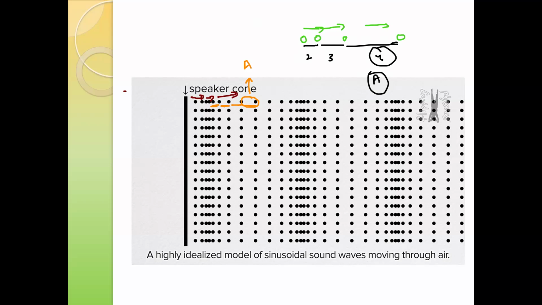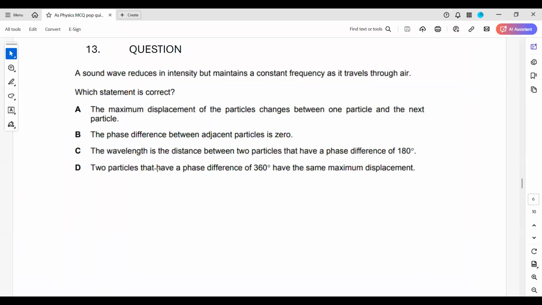So option D, which states that two particles with a phase difference of 360 have the same maximum displacement, is not correct. The two particles may be moving in the same manner, but they don't have the same maximum displacement.